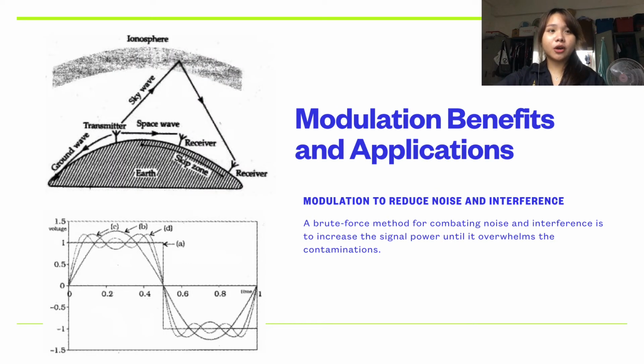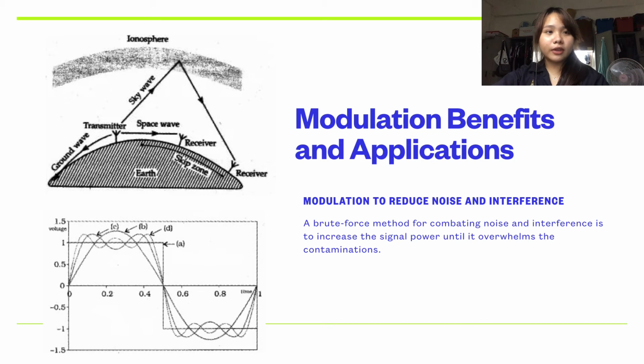Modulation to reduce noise and interference. A brute force method for combating noise and interference is to increase the signal power until it overwhelms the contaminations, but increasing power is costly and may damage equipment. One of the early transatlantic cables was apparently destroyed by high-voltage in an effort to obtain a usable received signal.